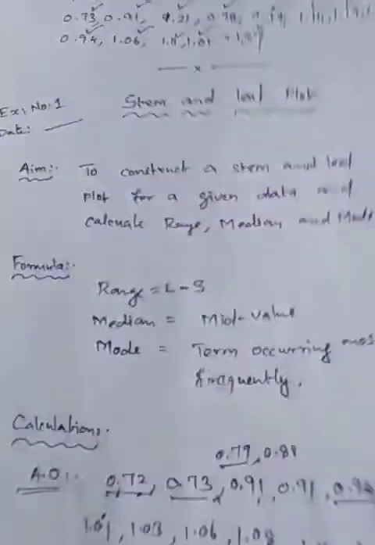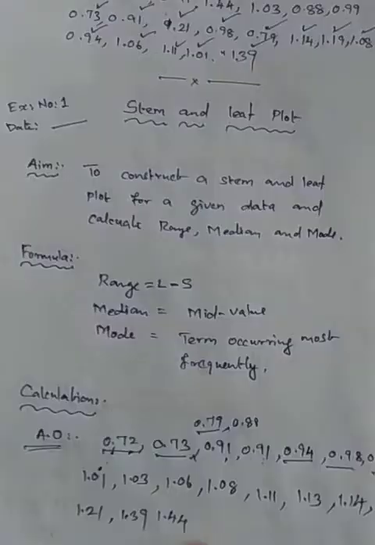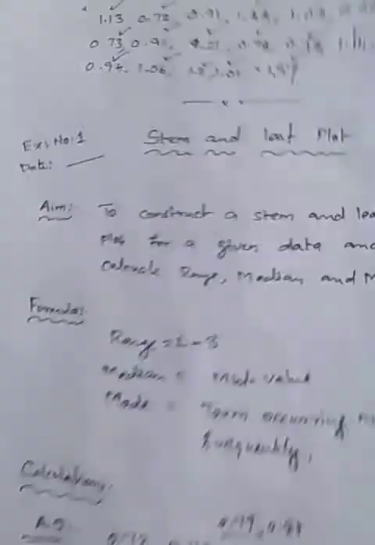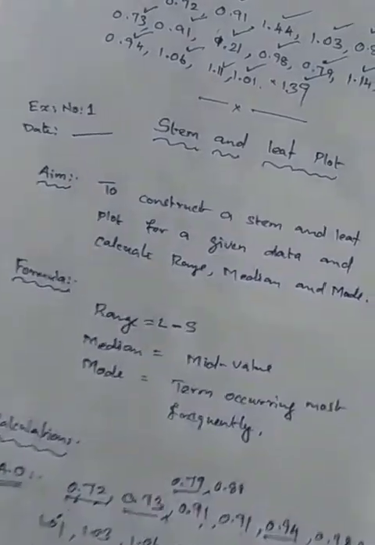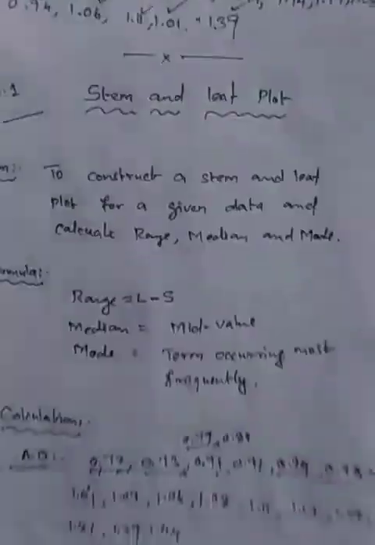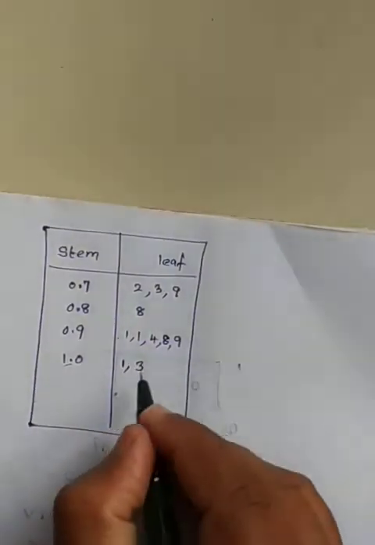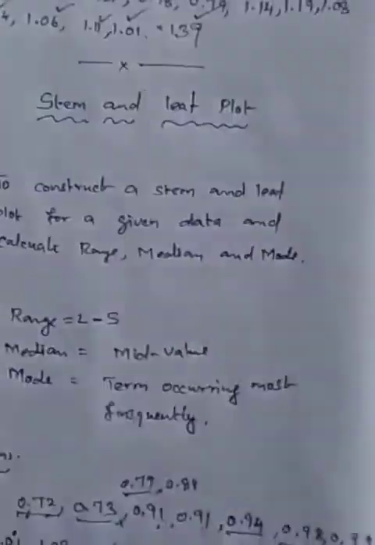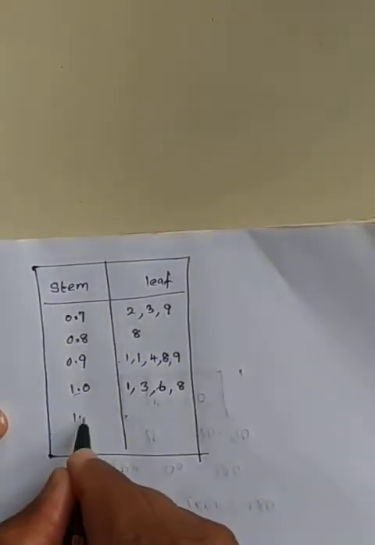In 1.0, what is the first number? 1.01. Next one is 1.03, so you write 1.0, and here 3 will come. The next one is 1.06. So 1.0 is here, and 6 will come next. The next one is 1.08. So 1.0 is here, and then you write 8 here. The next one, similarly, is 1.1. So you write 1.1.